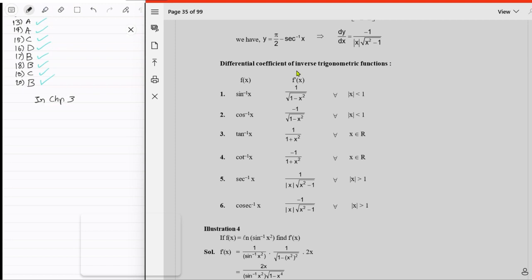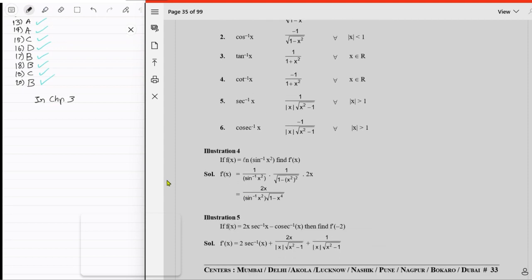Differential coefficients of inverse trigonometric functions. Okay. By the way, the differential coefficient just means a derivative, nothing else. Nice.